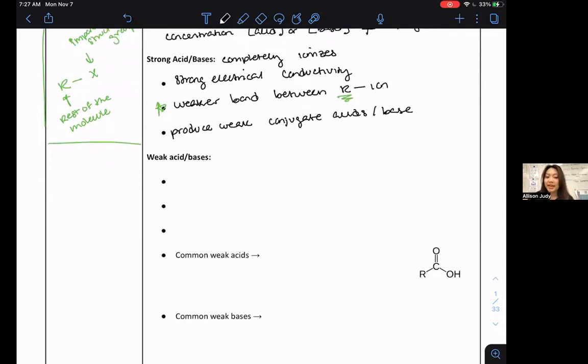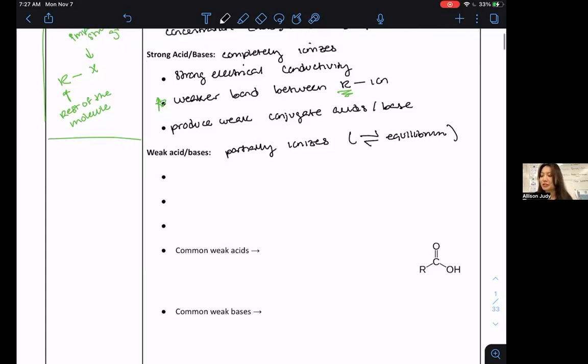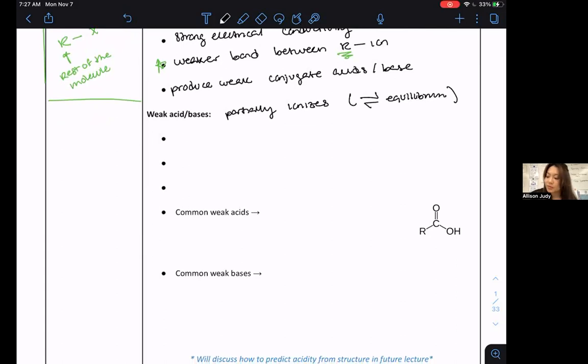So you can guess that for weak acids and weak bases, we have basically everything flipped. A weak acid or a weak base partially ionizes. That means it sometimes loses its ion or it sometimes accepts. Hint, hint, this means that we are in equilibrium. So weak acids and weak bases are actually an equilibrium reaction, but we'll get into that very soon. So what are some of its characteristics? Well, low electrical conductivity, because it just doesn't produce ions at the same rate.